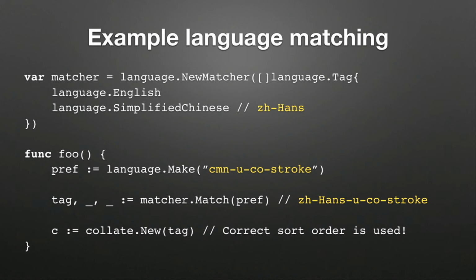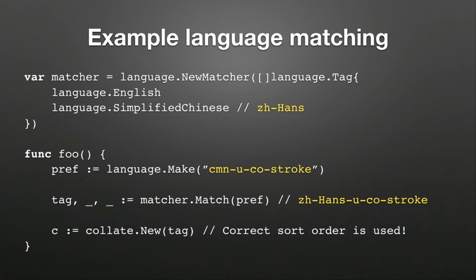So suppose we're supporting English and simplified Chinese. I indicated the language identifier for this after that. And suppose the user asks for Mandarin Chinese, but sorted in stroke order, right? So the core tag will be the same, but the options will be appended. So if you then pass this to collate, everything works, right? Collate will now use stroke sort order instead of pinyin, and you wouldn't even know that it's doing this under the hood.